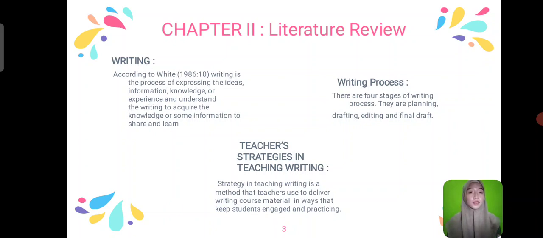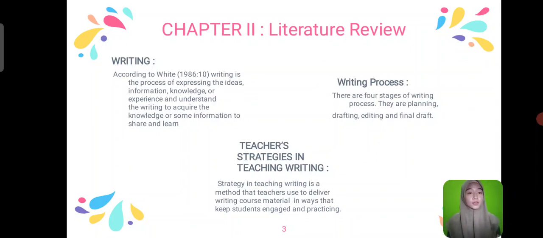Okay, next slide is chapter 2, that is literature review. In this part I have 3 big points in here. For the first one is writing, second one is teacher strategies in teaching writing, and the last is writing process. For the first point I put the definition from one of an expert. According to White, writing is the process of expressing the ideas, information, knowledge, or experience, and understand the writing to acquire the knowledge or some information to share and learn.